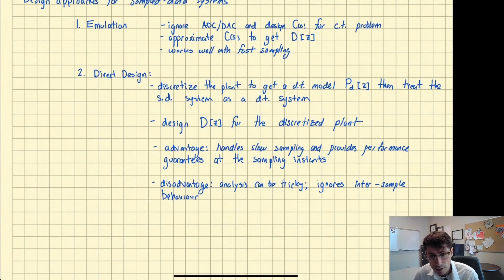And the nice thing about direct design is that it can handle slow sampling, right? So if you have slow sampling, you can still design controllers that work. And it provides performance guarantees at the sampling instants, right? What we're going to see is there are no approximations involved, and so we get good performance, at least at the sampling instants. The disadvantage is that the analysis can be a bit tricky, as we'll see as we go through, and it tends to ignore the intersample behavior. So while you can get good performance at the sampling points, what's happening in between, you can't really say much. Okay? And that will be the last part of the course.